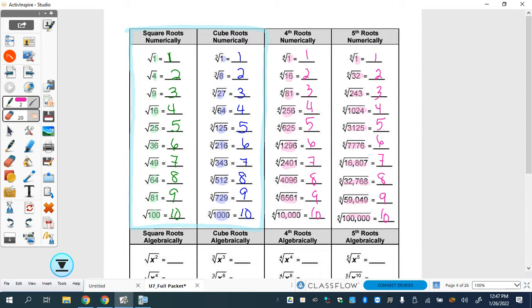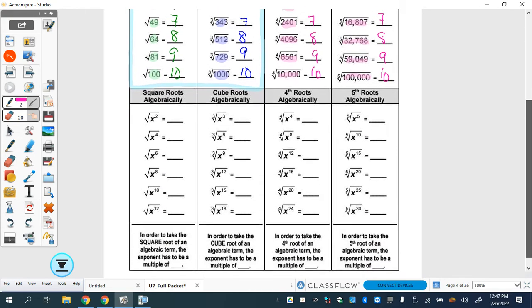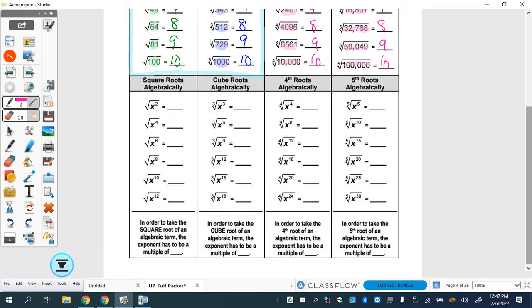So the other thing that's going to come into play with our radicals for this unit is we're also going to have a lot more variables underneath your radical signs as well. So the bottom half of this are the perfect squares, cubes, fourths, and fifths when you have a variable involved. So in order to take the square root of an algebraic term, the exponent must be a multiple of 2. If your exponent is a multiple of 2, it is a perfect square. You're going to be able to take the square root of it.